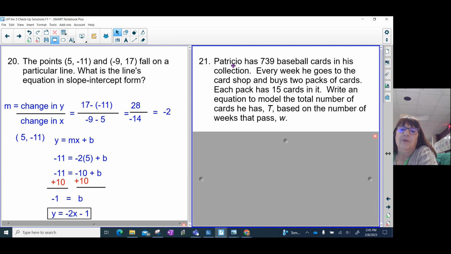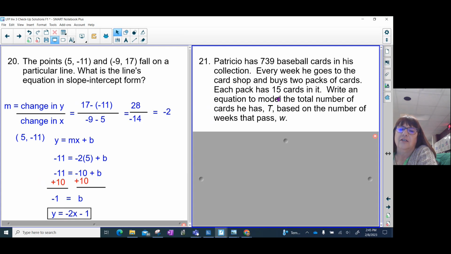Number 21, Patricio has 739 baseball cards in his collection. So that would be his starting value, right? Every week he goes to the card shop and buys 2 packs of cards. That was an important piece that a lot of people missed. He's buying 2 packs of cards. So if each pack has 15 cards in it, how many new cards is he getting each week? He's getting 30 new cards each week. Not 2 packs, not 15 cards.